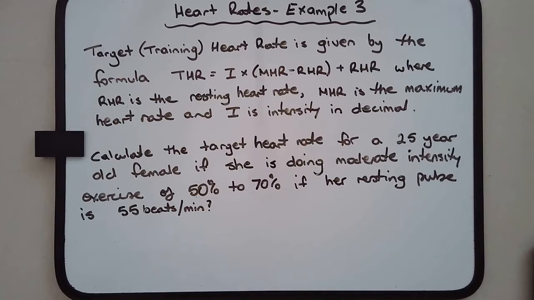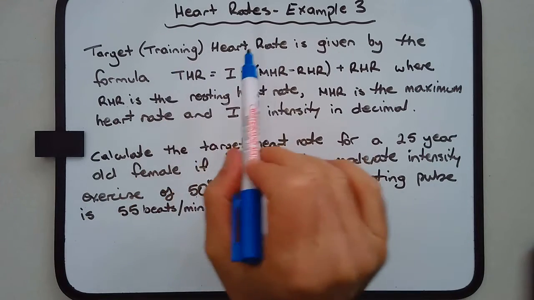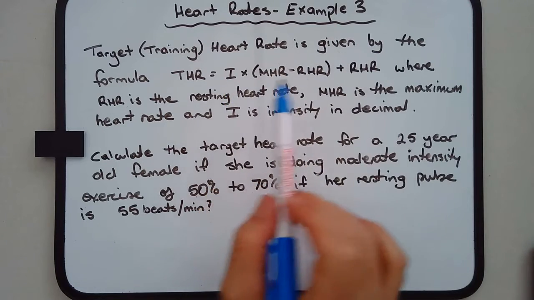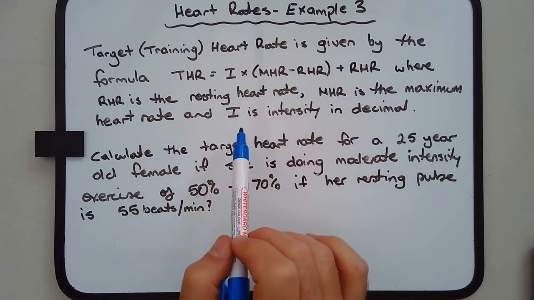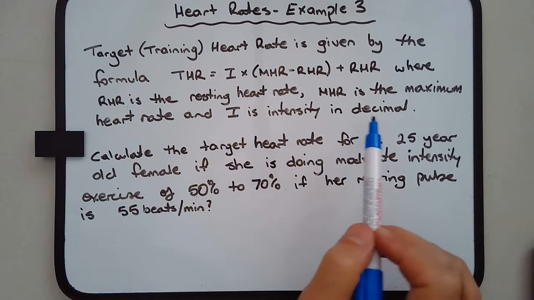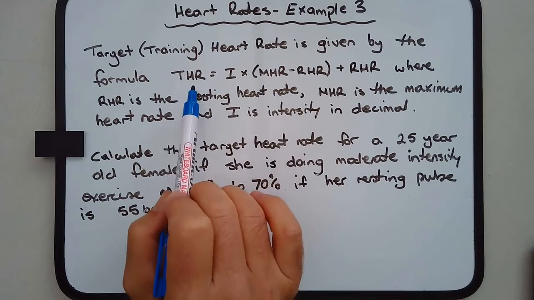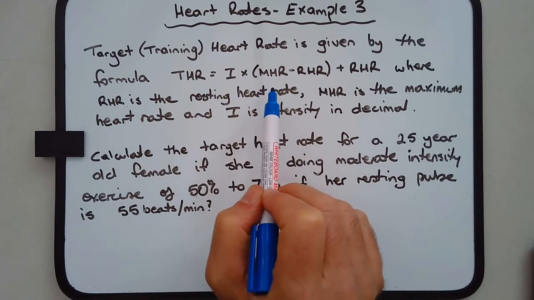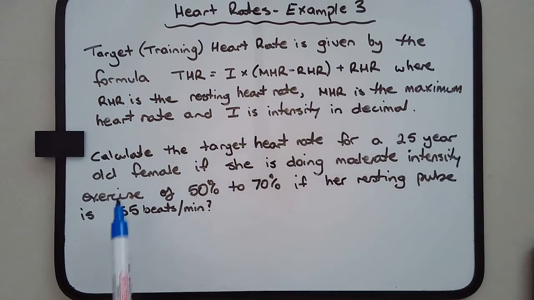Let's have a look at another example of heart rates, and in particular looking at the target heart rate, also called the training heart rate. That's a heart rate that's calculated based on intensity and also based on maximum heart rate and resting heart rate. The intensity is the intensity of the exercise, normally expressed as a decimal. So THR is the target heart rate, MHR is the maximum heart rate, and we looked at that in example 2, and RHR is the resting heart rate.